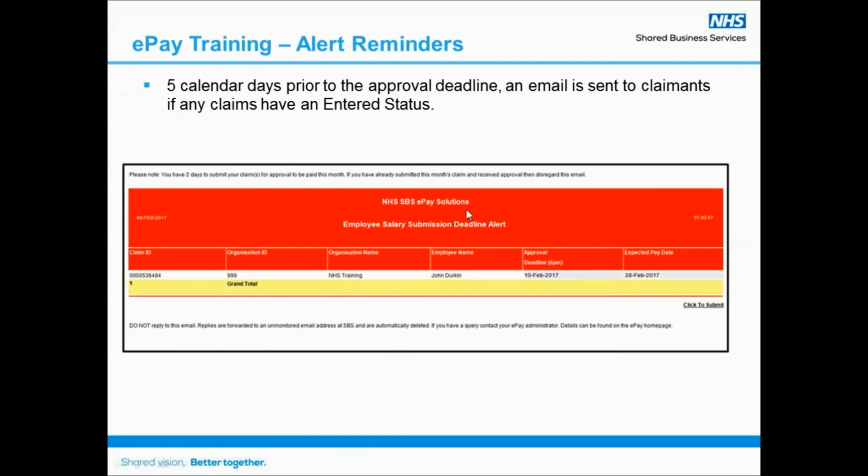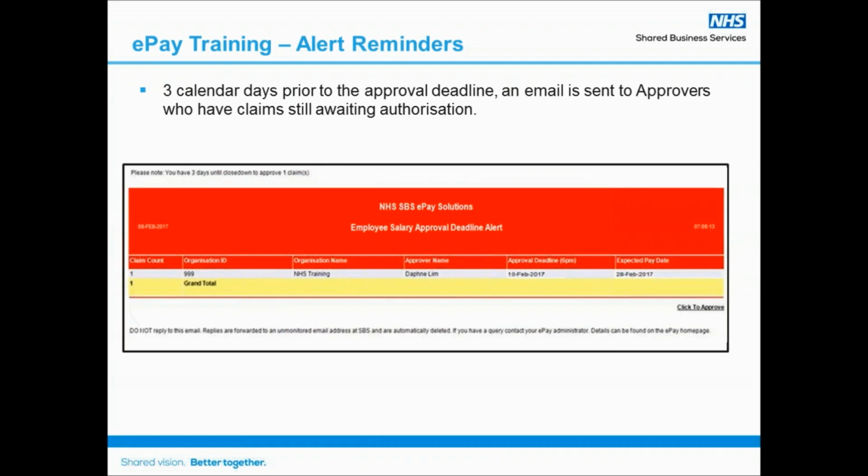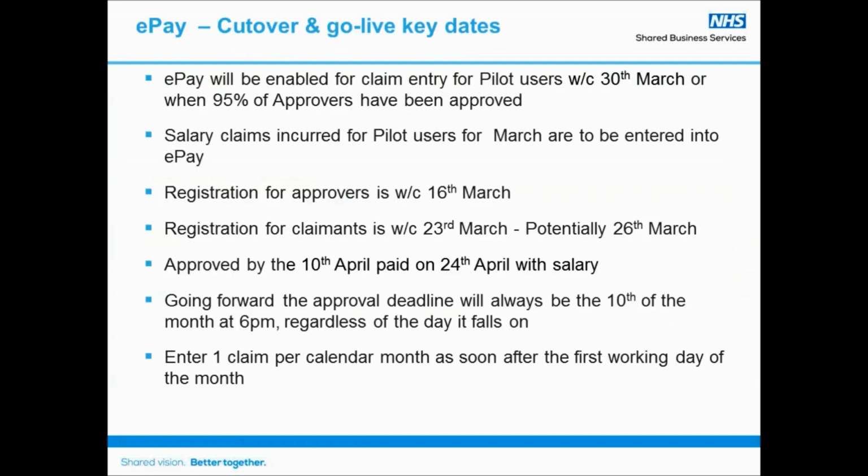Now, something else to be aware of is when your approval deadline's coming. If you've got a claim with a status of entered, saved as a work in progress, 5 calendar days before the deadline, including weekends, you'll get a reminder email, which you don't have to act on, but it gives you 2 days to submit it for approval. And the reason that we give you 2 days is because when there's 3 calendar days to the deadline, again including weekends, approvers will get a reminder email if there are any claims awaiting their approval. So those are just there to help people move the claims along. They're not mandatory to act on.